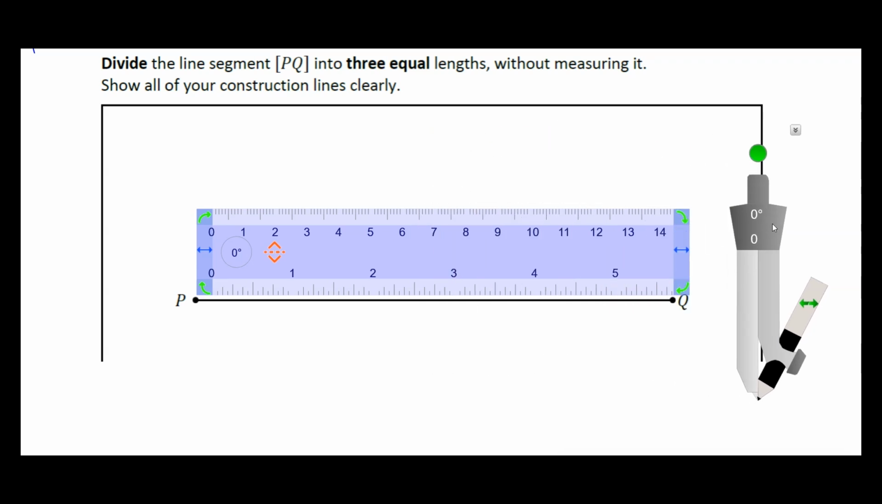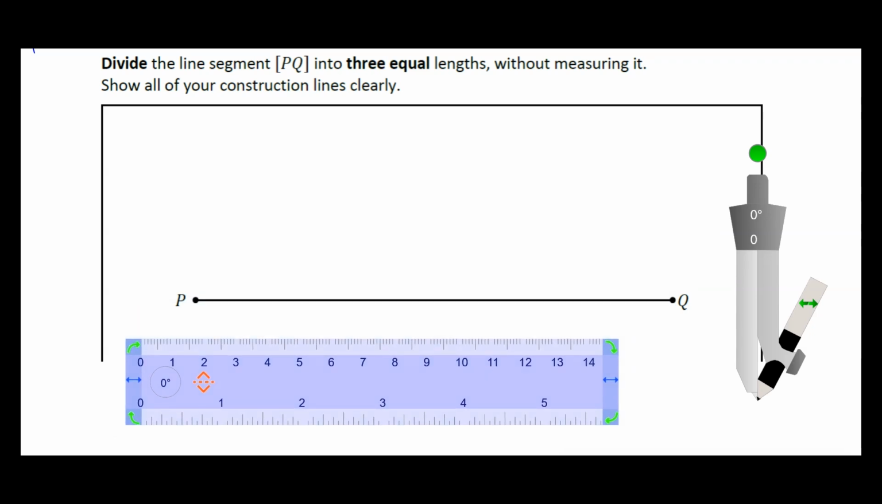So let me just first give you a rough idea. The idea is that we draw a line, it doesn't matter how long, it doesn't matter what angle. Then we're going to divide this additional line into equal parts, and for that we're going to use our compass. Once we divide it, then we're going to join that last part with the end Q.